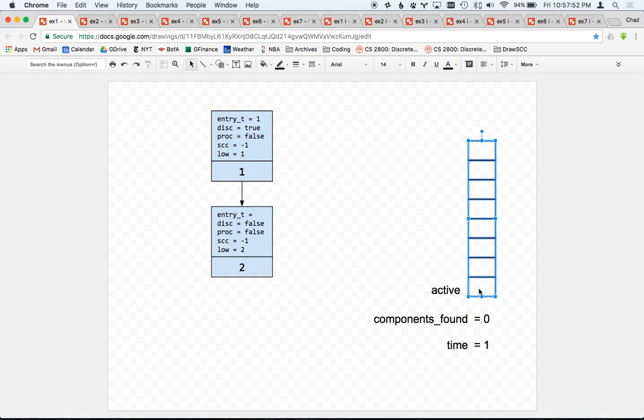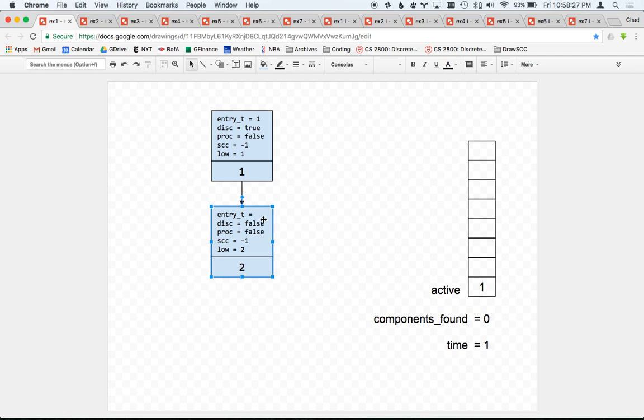And we push this vertex on what we call the active stack. The active stack is going to be a place where we keep vertices that have not yet been assigned to a strongly connected component of the graph, despite the fact that we have discovered these vertices. They just have not yet been assigned to a strongly connected component. So we push 1 onto the active stack, and then after we do that, for each vertex, we are going to explore the edges that come out of this particular vertex. So there's only one edge to explore here, the edge from 1 to 2.